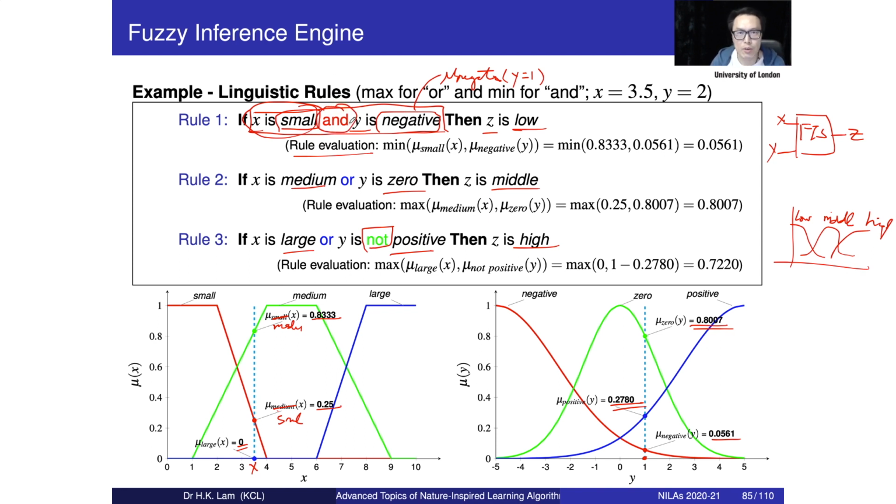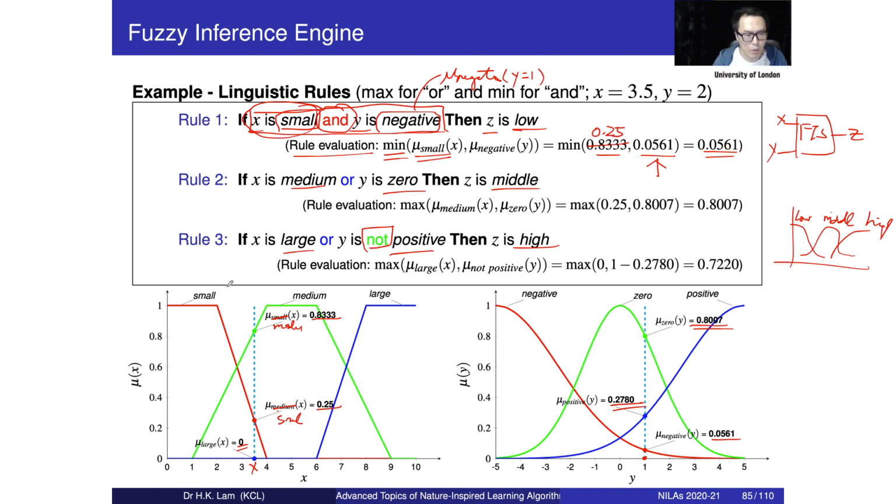And now we are going to deal with this AND operation. When we do AND, one possibility is just to use the minimum operator. So what we are going to do is find the mu small value according to this figure. There is a typo here, so it is 0.25. So find the minimum between these two. The minimum is 0.0561. So we come up with this value.